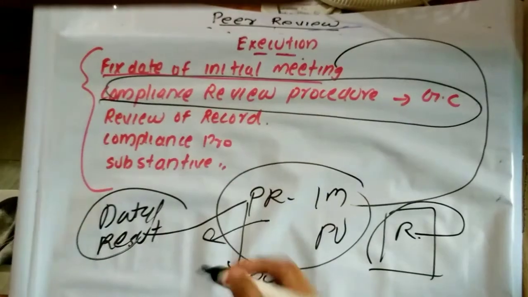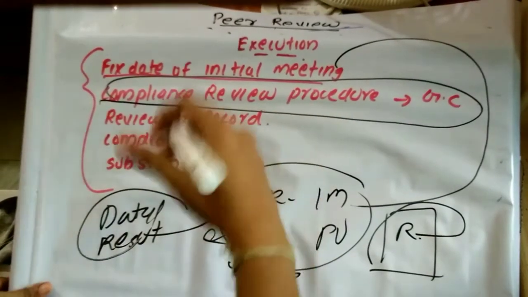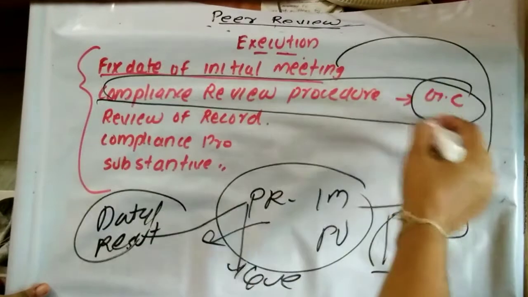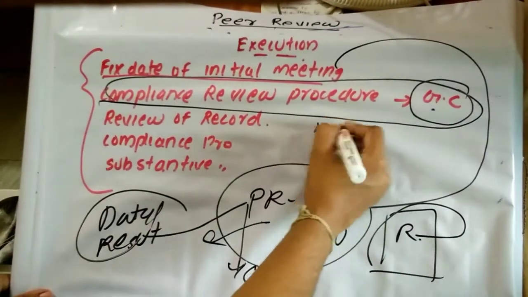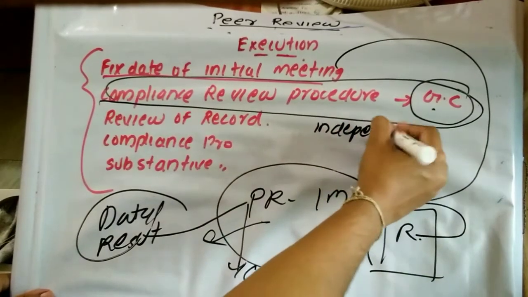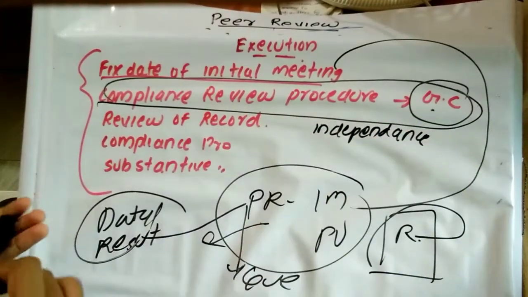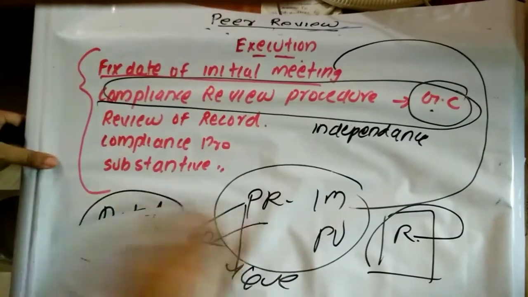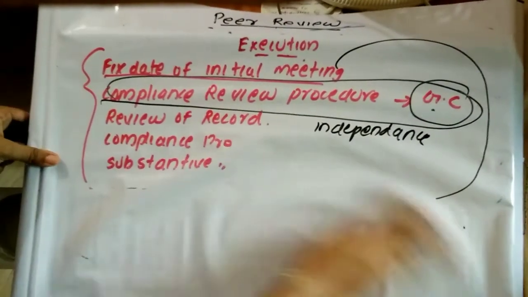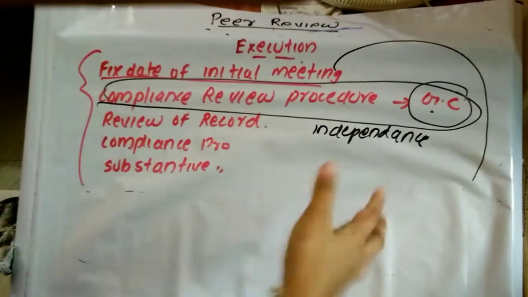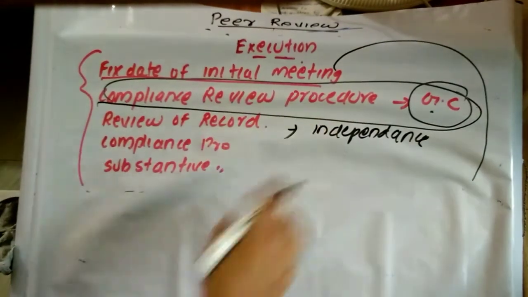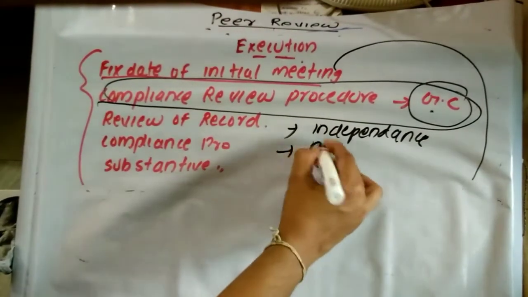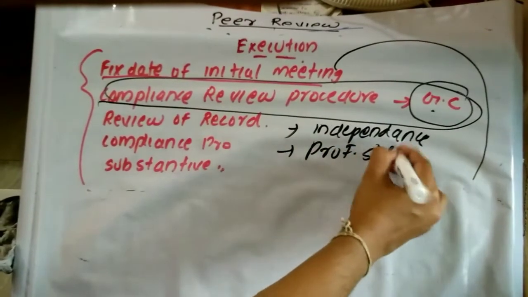Compliance review procedure means this is mainly examining what? This is an examination or review of the general control of the practicing unit. Independence of the practicing unit is considered. Whether they are functioning independently, or whether they are conducting their audit and assurance services by following the fundamental principle of independence, whether independence is provided to their staff, etc. Then, first of all, independence. Then, professional skill and competence.